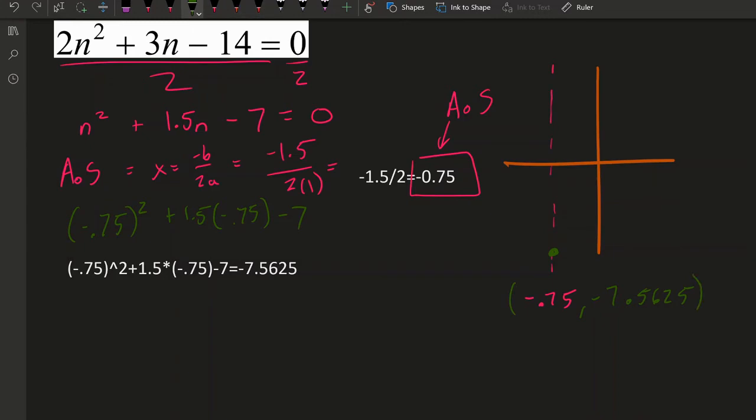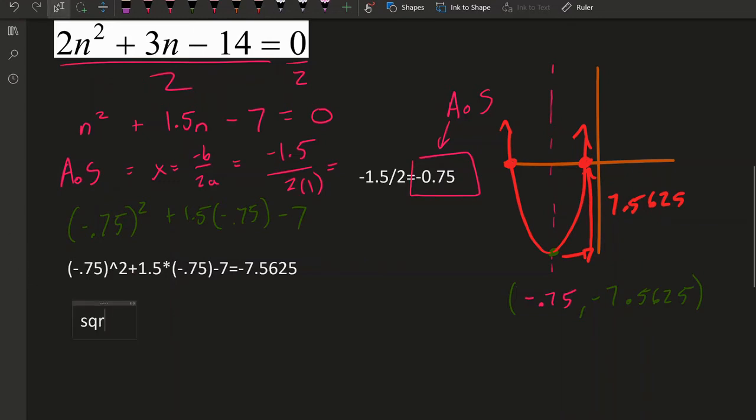And then it's going to go up, and it's going to intersect in 2 spots. Where are they? I don't know. I do know that it does need to go up by 7.5625. So in order to figure out how much I go to the right, I need to know what the square root of that is. So we'll just go square root of 7.5625, which is equal to 2.75. So I do need to go to the right 2.75.